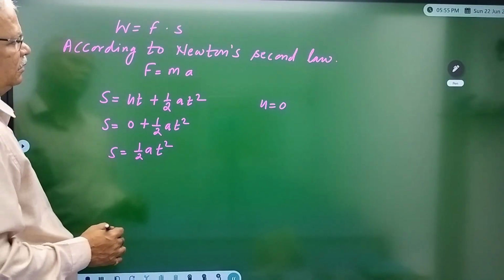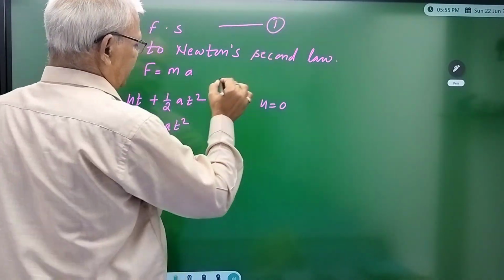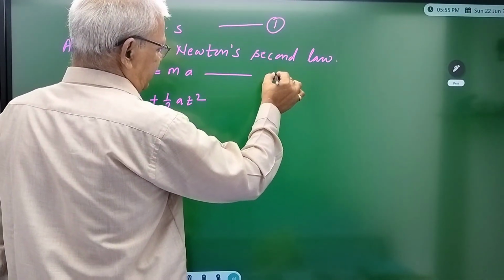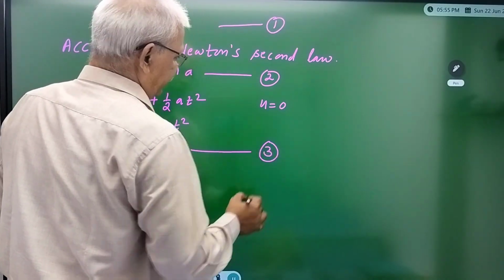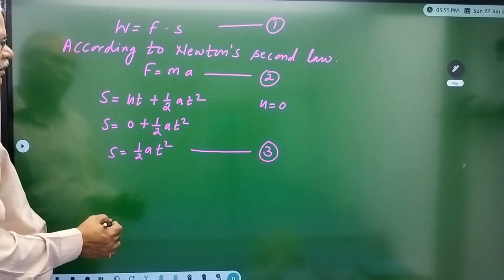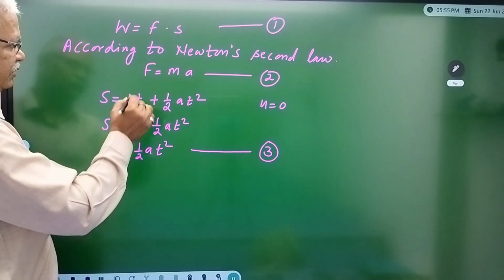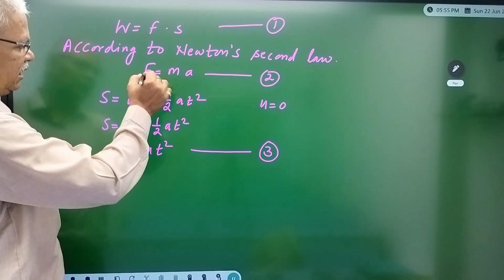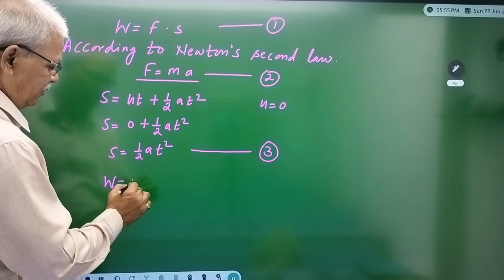Now see here, if we write this as equation 1, this as equation 2, and this as equation 3, then using 1, 2, and 3, what will be? We will substitute the value instead of F, we are going to write ma.